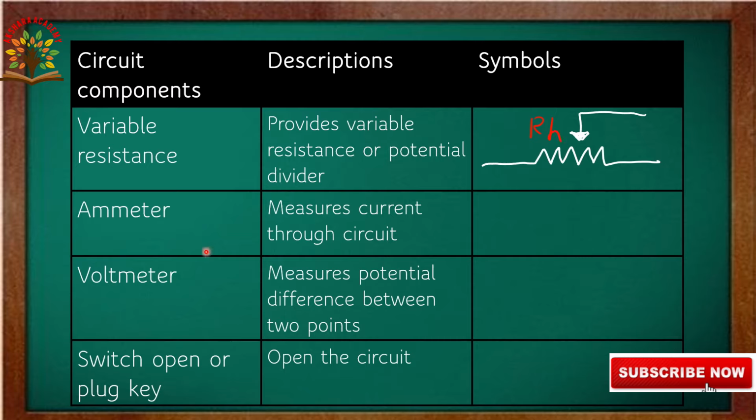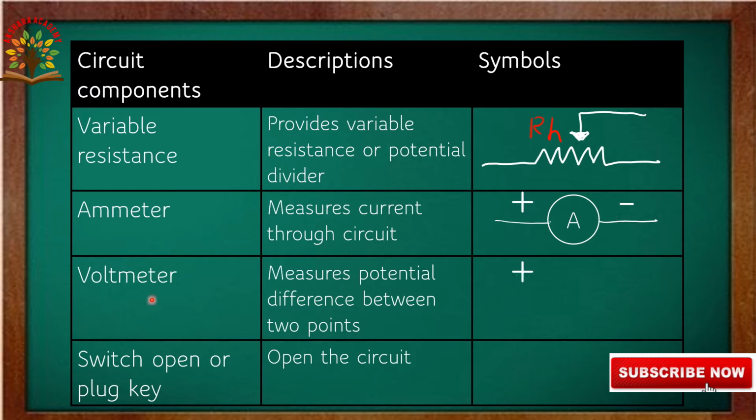And the next we will go for the ammeter. It measures current through the circuit. So current is measured by using an ammeter. This is the symbol for the ammeter. A represents the ammeter. Here we are taking the letter A. A denotes the ammeter. Here we have the positive terminal and negative terminal.